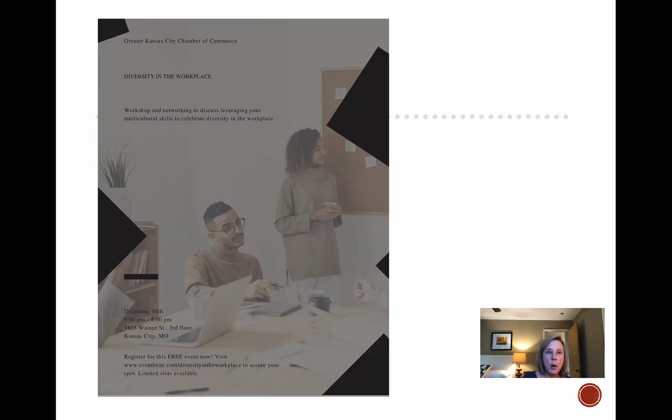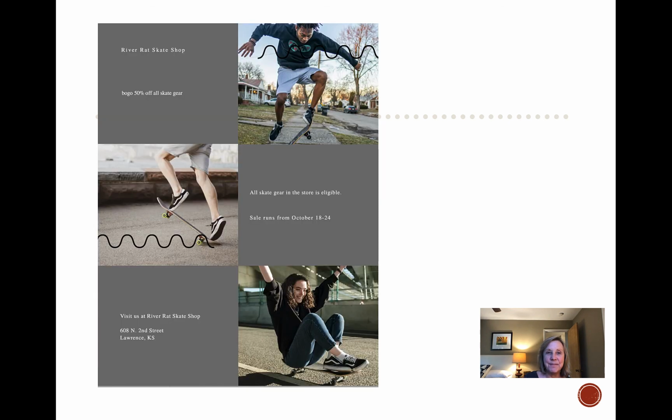You're also going to do one for the Greater Kansas City Area Chamber of Commerce, Diversity in the Workplace. Picking different fonts, resizing them, picking colors. And one for the River Rat Skate Shop. You're going to think about an audience, skaters. Who is that? Who are they? What's the message? Buy our stuff. What's the medium? It's an ad.